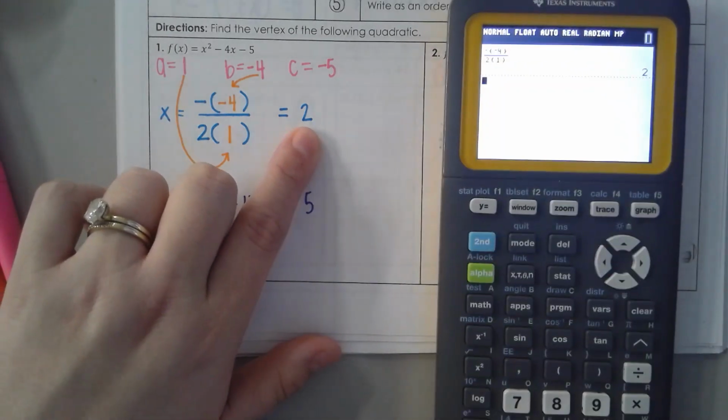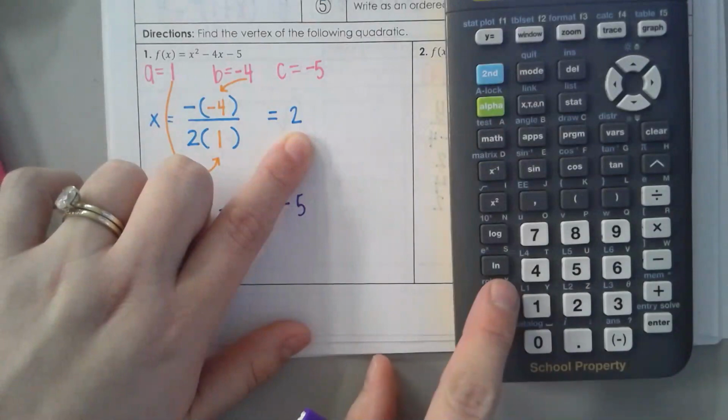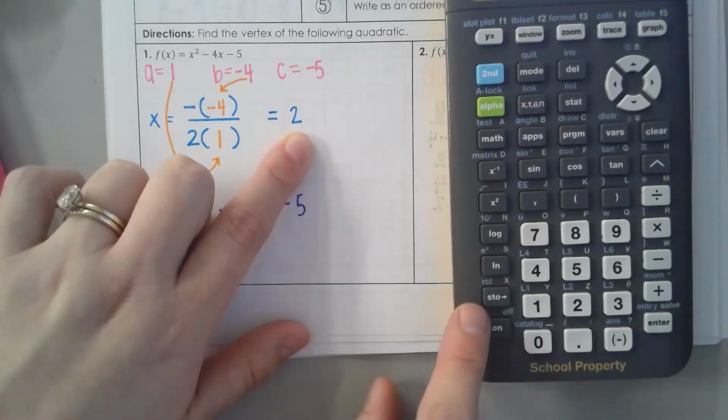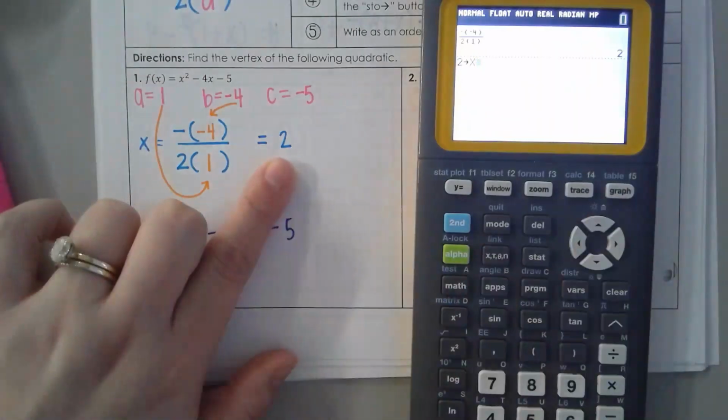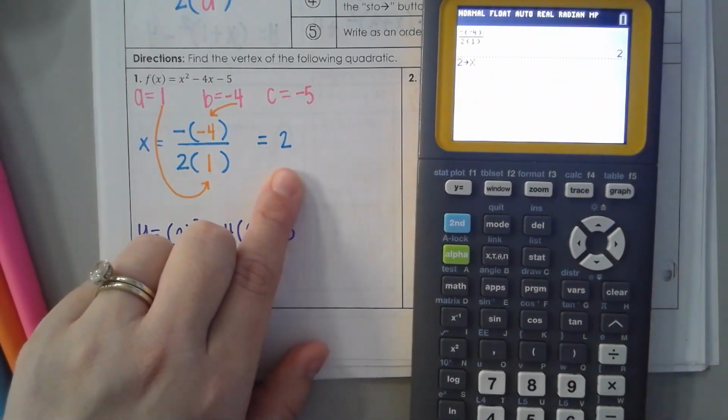Alright, so type in a 2, and then the store button, which is right above on, by the side of the 1, and then hit x. So we're telling the calculator that 2 is our x. And you hit enter.